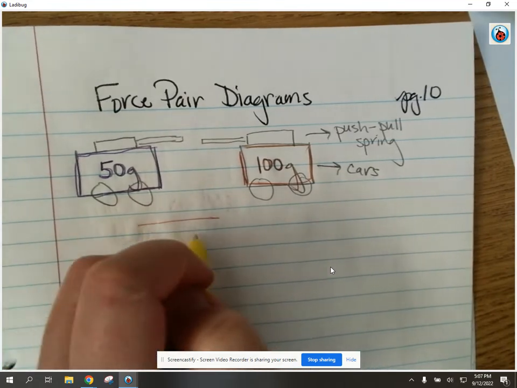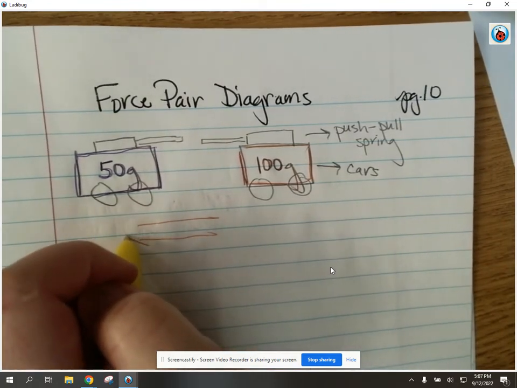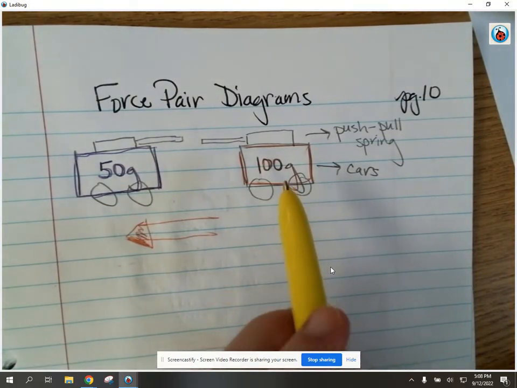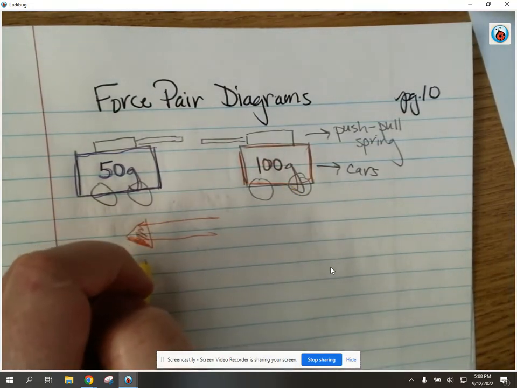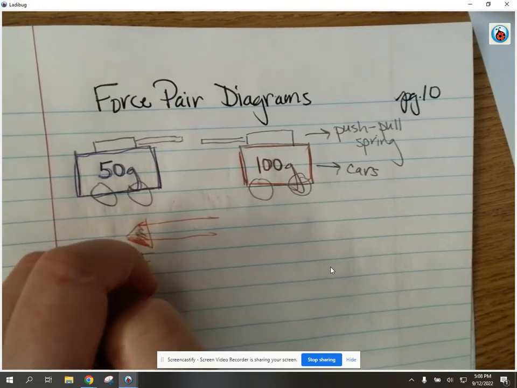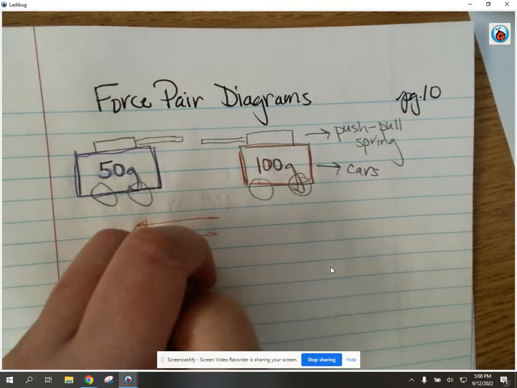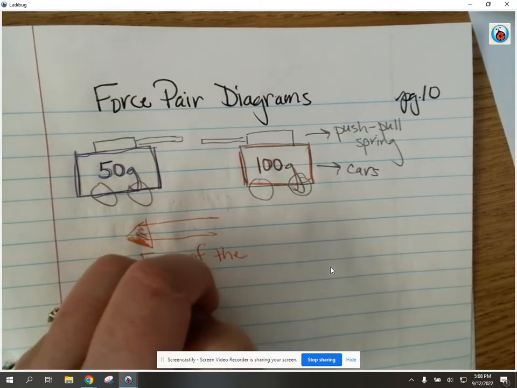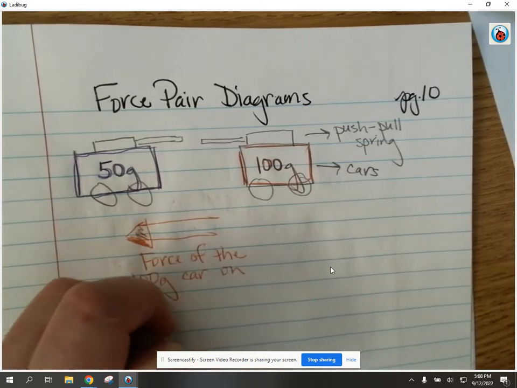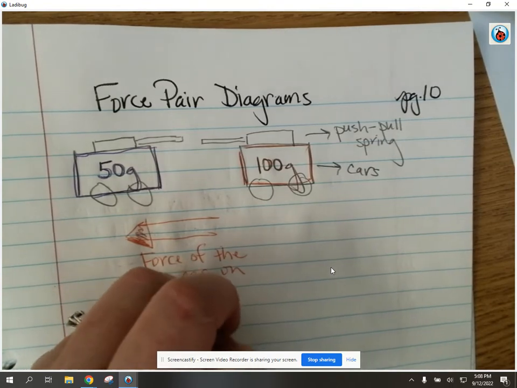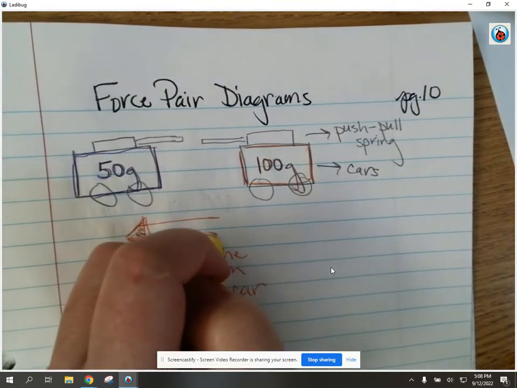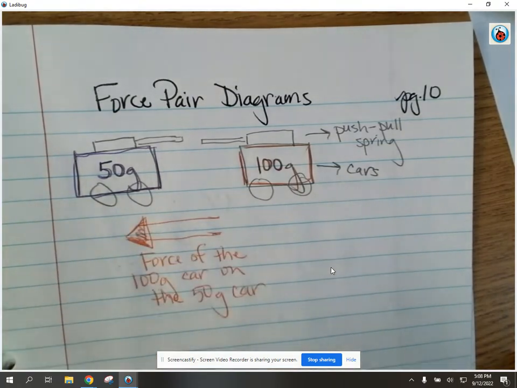So I'm going to draw an arrow, and it's orange because it's representing this 100-gram car, and this is the force of the 100-gram car on the 50-gram car. It's a little wordy there, but I've drawn an arrow to show that.